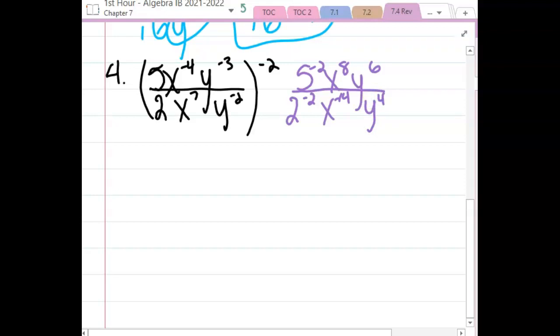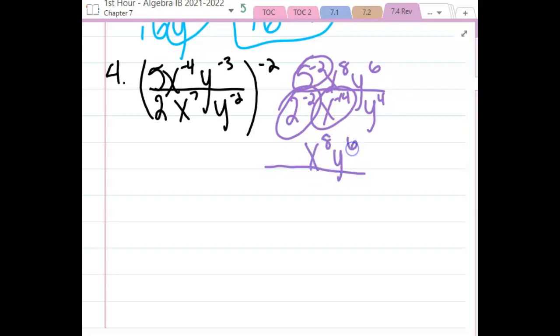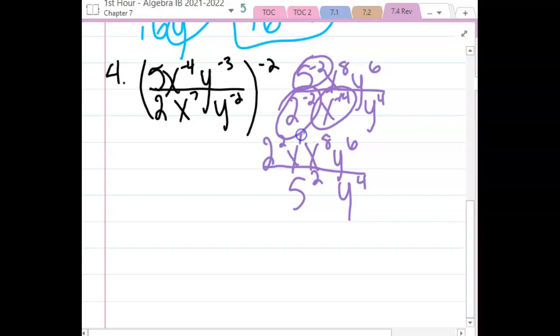Now next what I would do, let's fix these negative exponents. So we have the 5, the 2, and the x. Remember, if we didn't circle it, you're not going to move it. So the x to the 8th, the y to the 6th, the y to the 4th, those are all going to stay. The 5 moves down to the denominator. The 2 squared and the x to the 14th move up to the numerator.